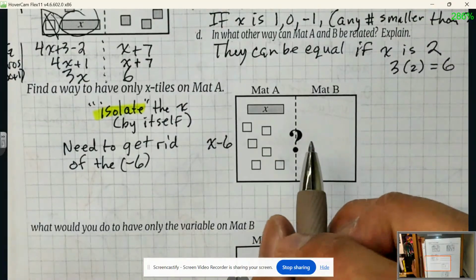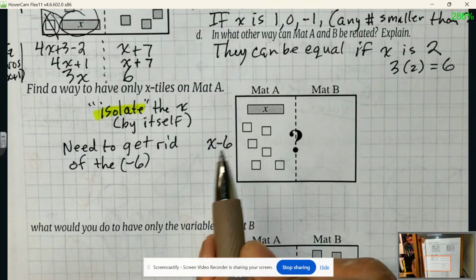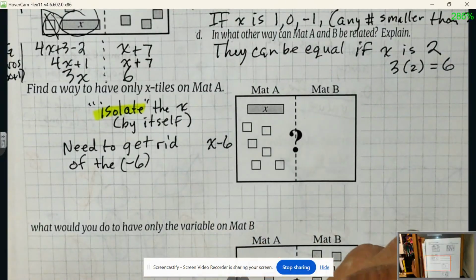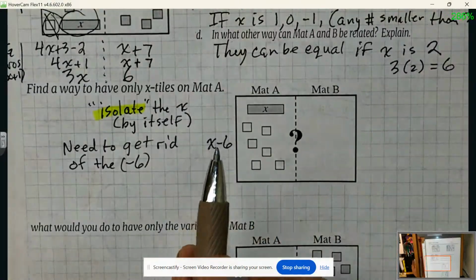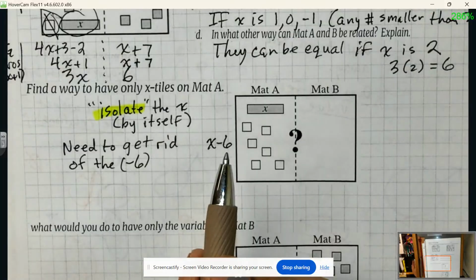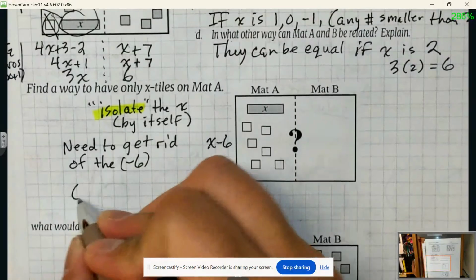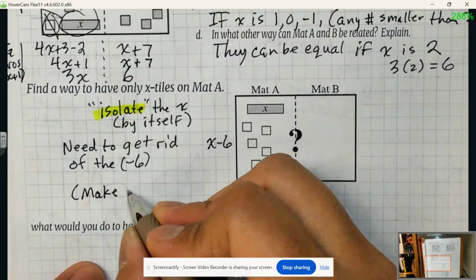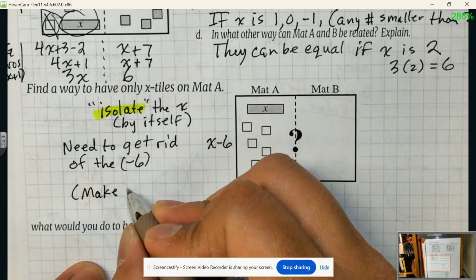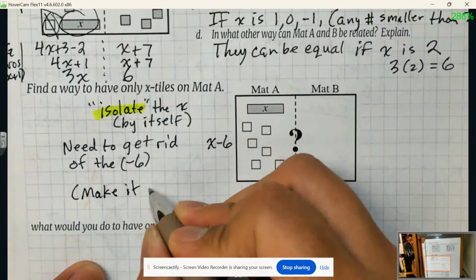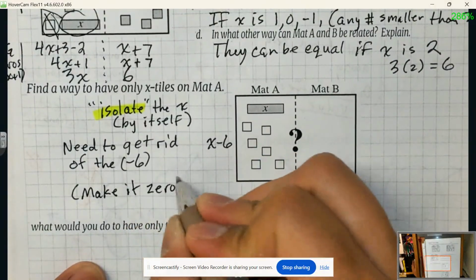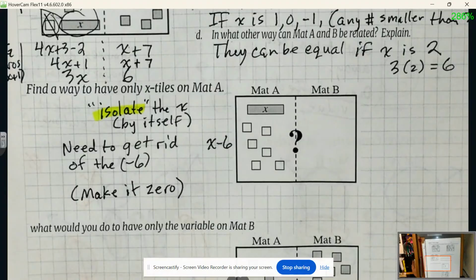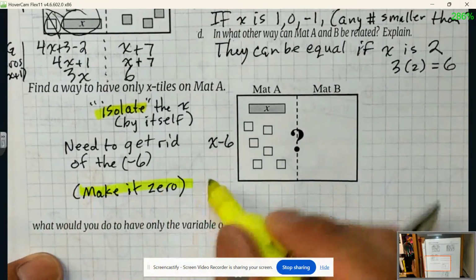One way we can do that is we can turn that into 0. That would just be x plus 0, and x plus 0 is just x. So how can we make this negative 6 equal to 0? Okay, so that's our goal. We need to make it 0. And this is how we're going to isolate it.